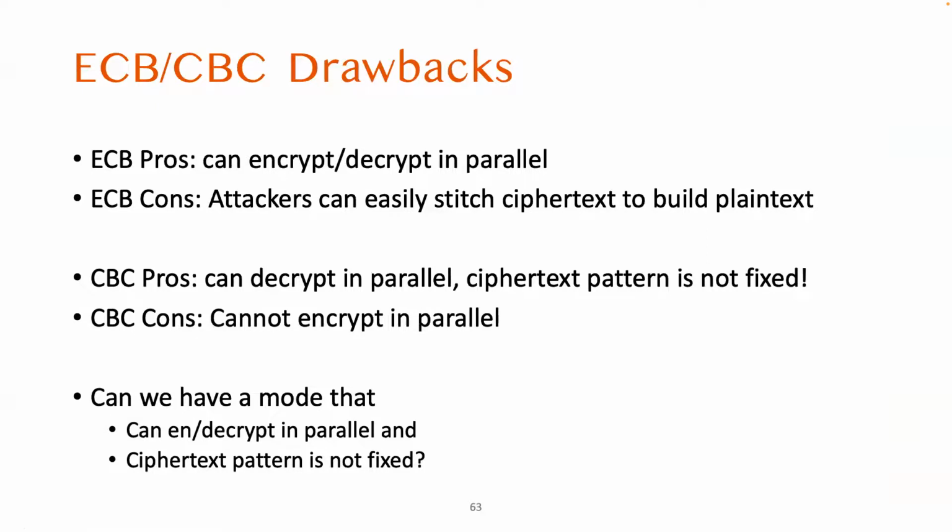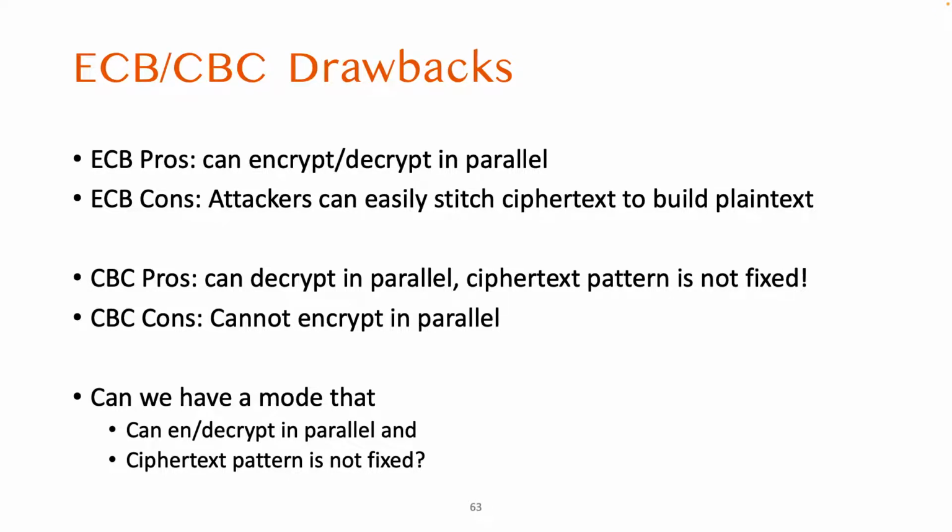So let me summarize ECB and CBC. The good thing about ECB is that we can do encryption and decryption in parallel. It's so fast. That's good. But the problem is that attackers can easily stitch ciphertext to build a valid plaintext. That's problematic. And it also leaks plaintext patterns in the ciphertext. That's why we can read the characters even in the encrypted image.